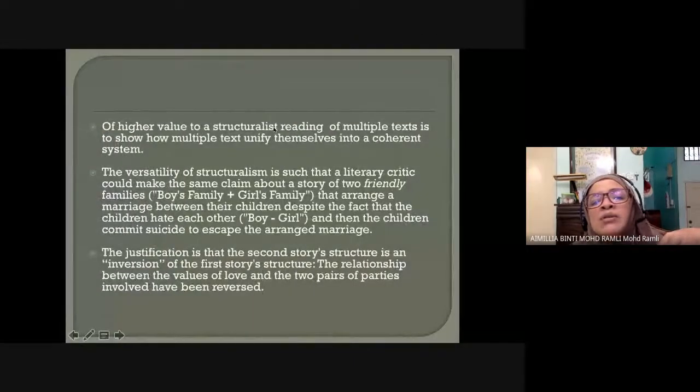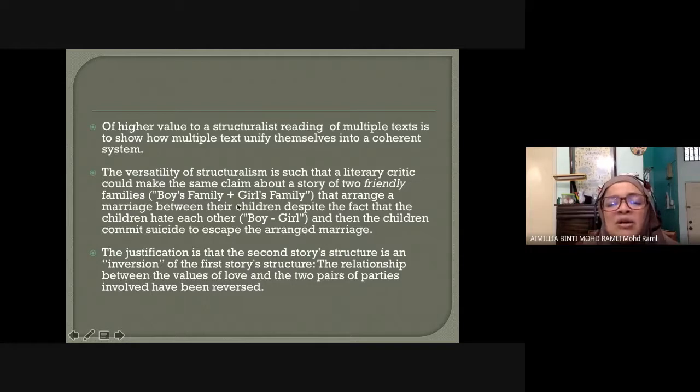So of higher value to a structuralist reading of multiple texts is to show how multiple texts unify themselves into a coherent system. The versatility of structuralism is such that a literary critic could make the same claim about a story of two friendly families, boy's family plus girl's family. The families like each other. They arrange a marriage between their children despite the fact that the children hate each other. And then the children commit suicide to escape the arranged marriage.